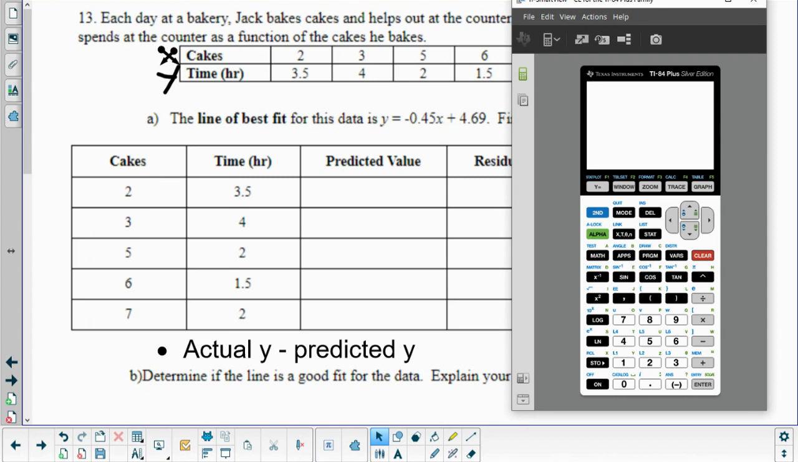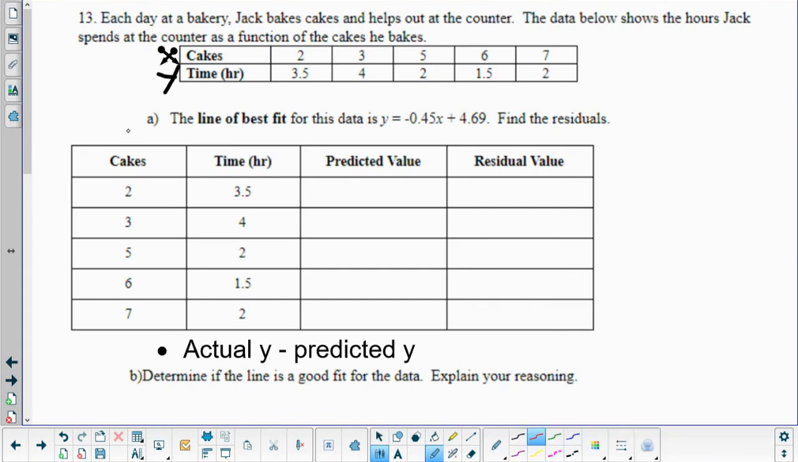So I'm going to start out by doing negative 0.45. My first X value is 2. And then I have to add 469 to it because that's part of this equation here. I just substituted this 2 in. And I got 379. Remember that these are our X's and these are our Y's. So when I put that in, I got 3.79. So that is my predicted value. I'm not looking at this column at all.